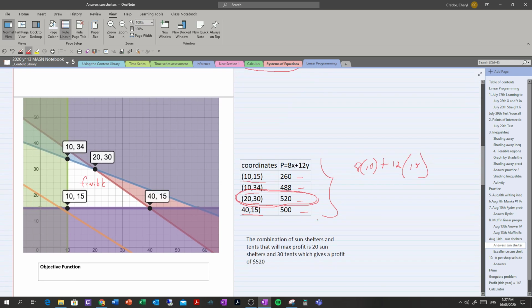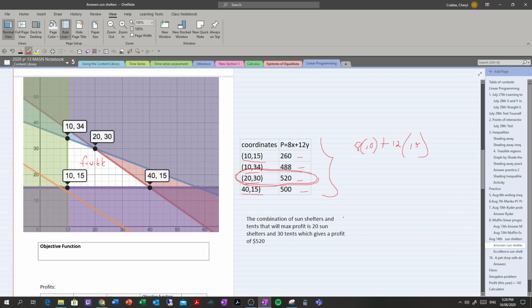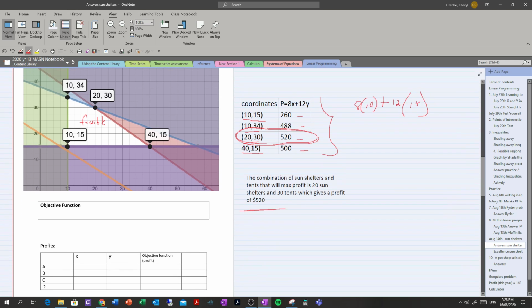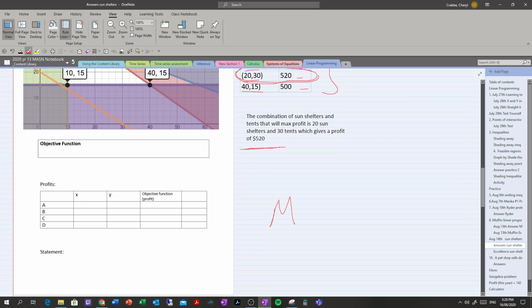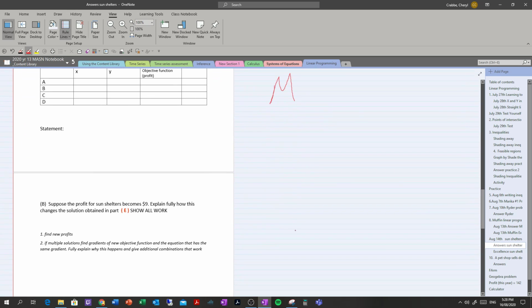So I've got to say a statement about that. The combination of sun shelters and tents that will maximize profit is 20 sun shelters and 30 tents, and gives a profit of $520. Boom, you're done for merit. Okay, that's it. Now we'll talk about the excellence in the next video.